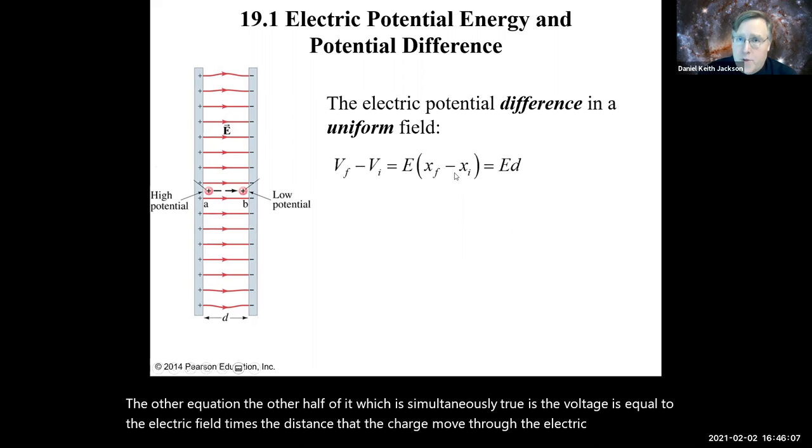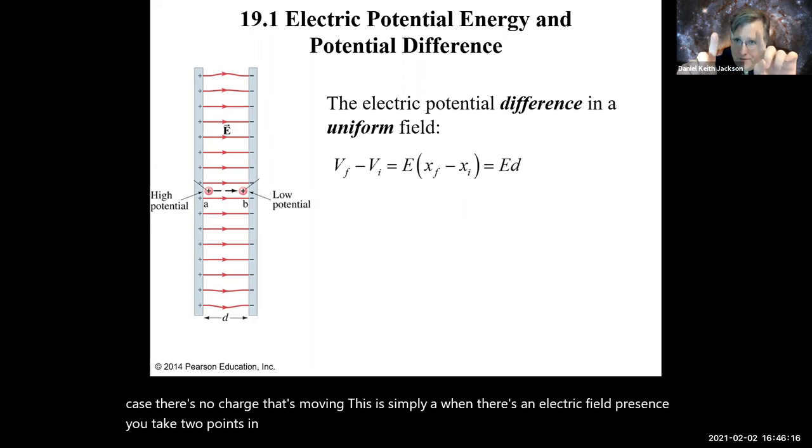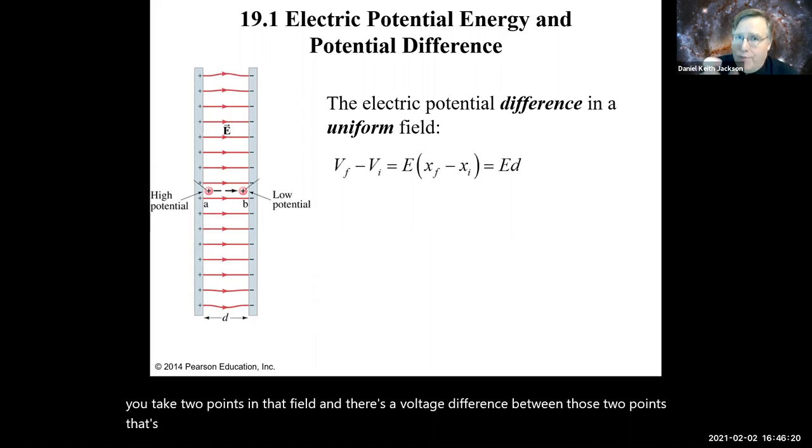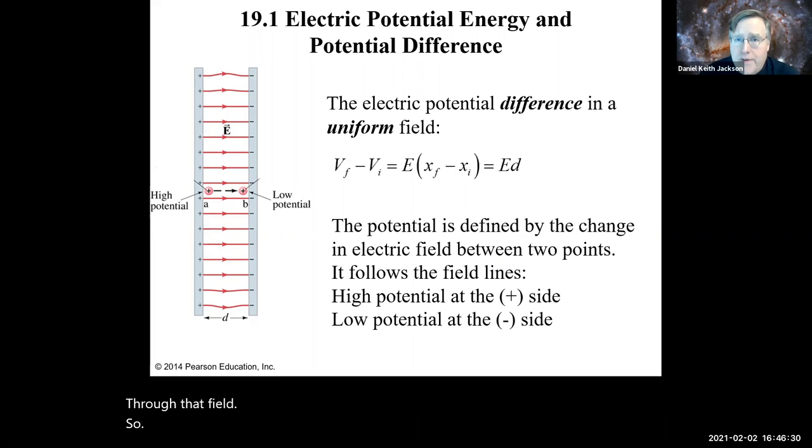So in this case, there's no charge that's moving. This is simply when there's an electric field present, you pick two points in that field, and there's a voltage difference between those two points. That's essentially what this means. But that voltage can be understood as how much energy it takes to move the particle through that field. So it follows the field lines.